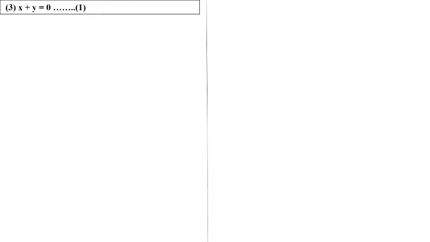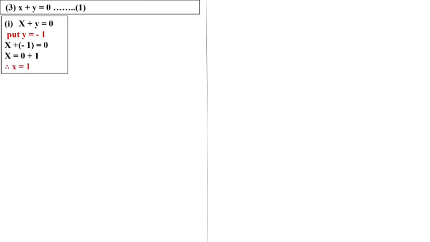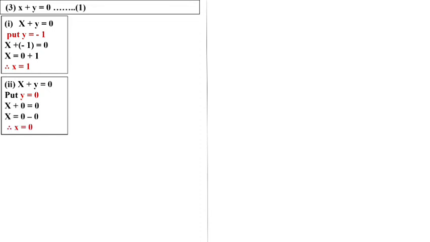Now the third one is given, x plus y equal to 0. Student, here the y value we have taken is minus 1. So minus 1 will go to the right side and become plus 1. So the x value became positive 1. x plus y equal to 0. Here the y value we are taking is 0. So the x value became 0 minus 0, which is 0.